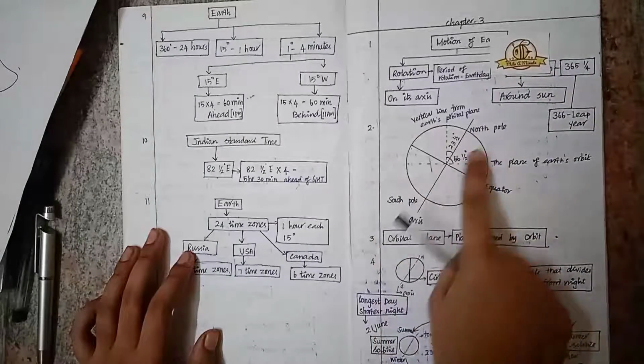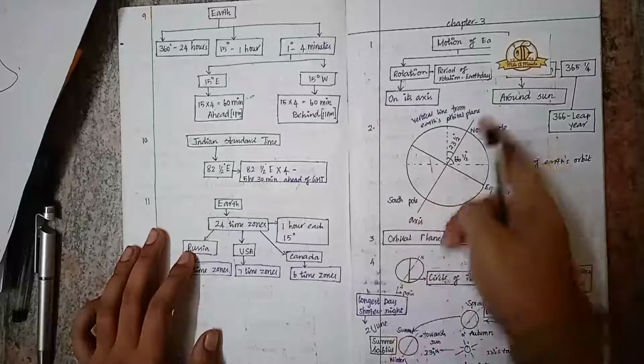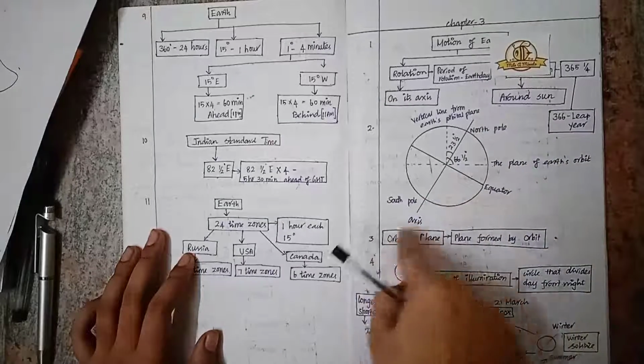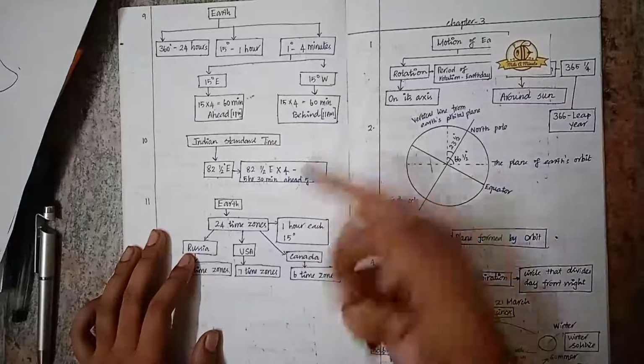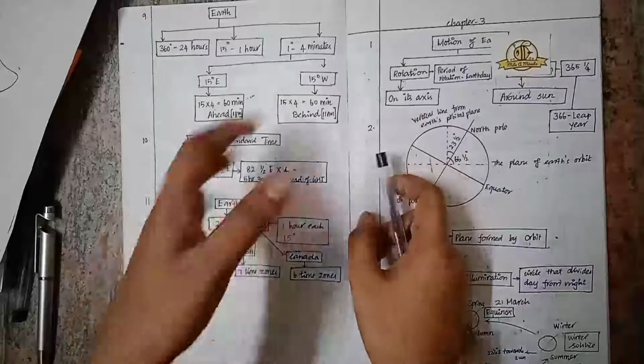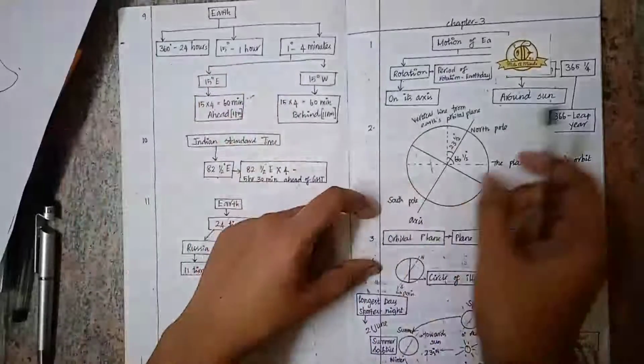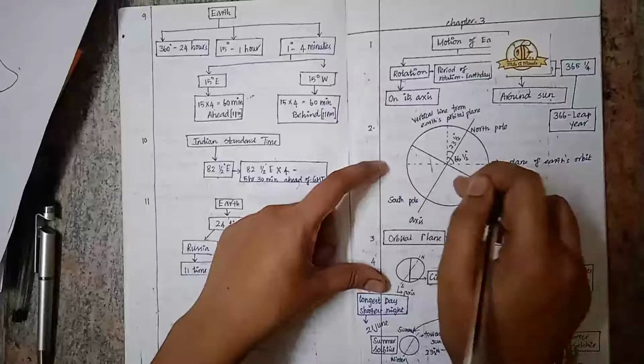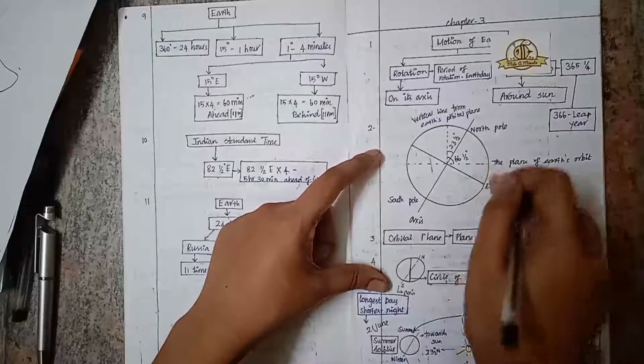Then we have Earth. We have North Pole, we have South Pole. An axis is passing through North Pole and South Pole. This axis is an imaginary line. There is no such needle which is passing through North Pole as well as South Pole. This is just an imaginary line. Then we have equator. Equator is also an imaginary line. This is latitude 0 degree.